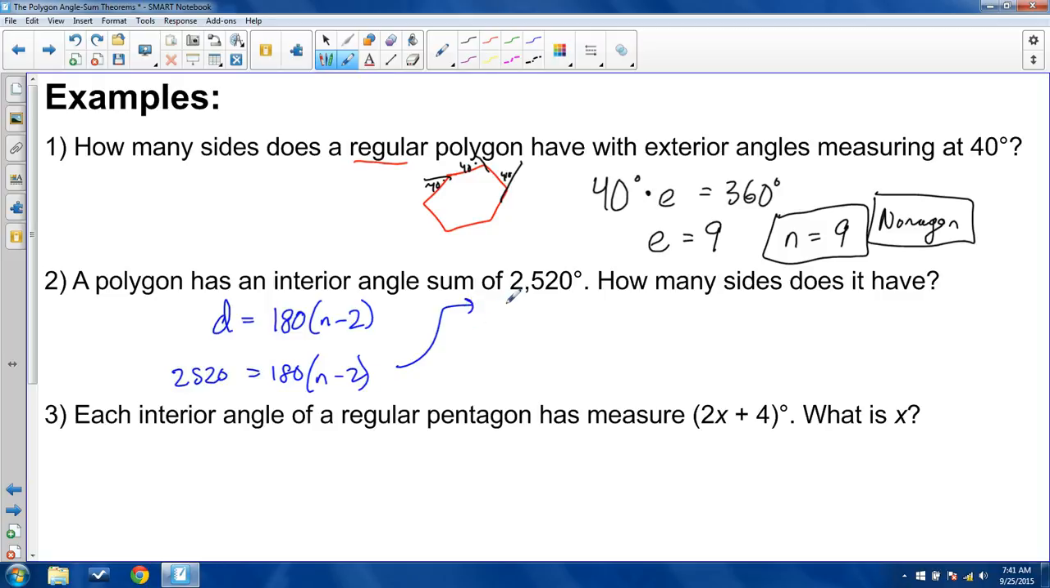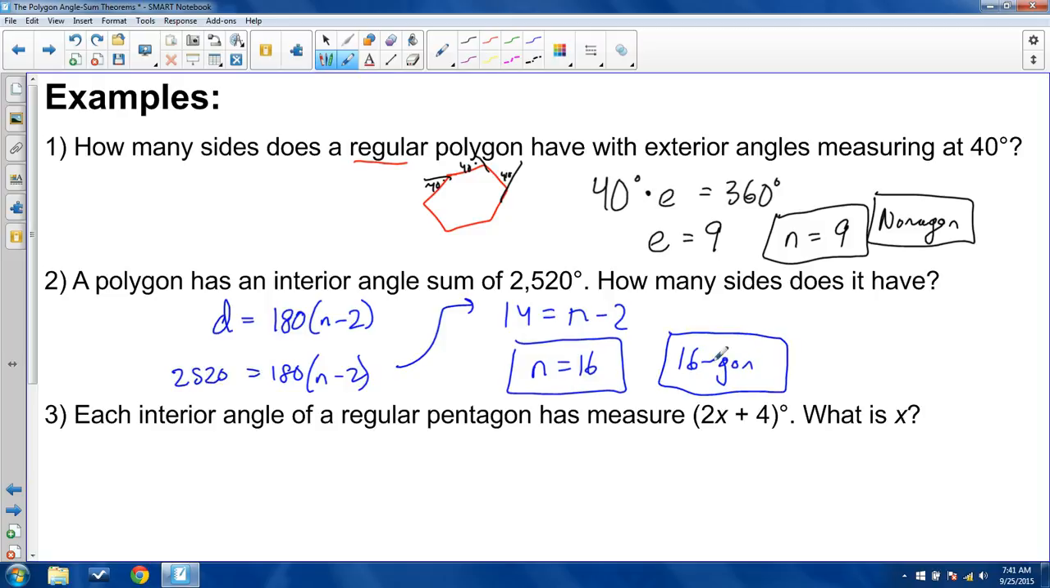So that's how many triangles there are in the polygon. And if I add 2, I'm going to get n equals 16. So it's a 16-sided shape. If you don't know the name of that polygon, you just call it 16-gon. And I'm not kidding. I'm serious about that. That's what you'd call it.